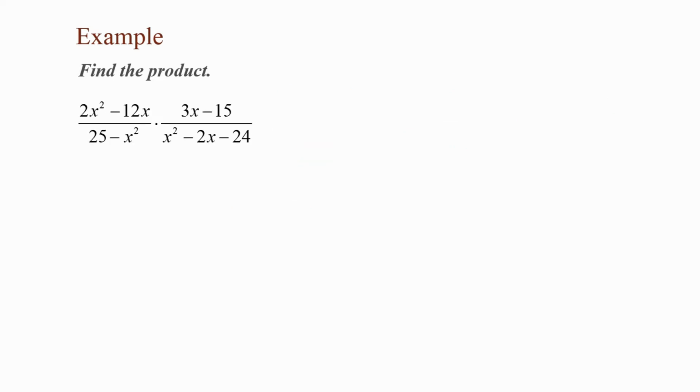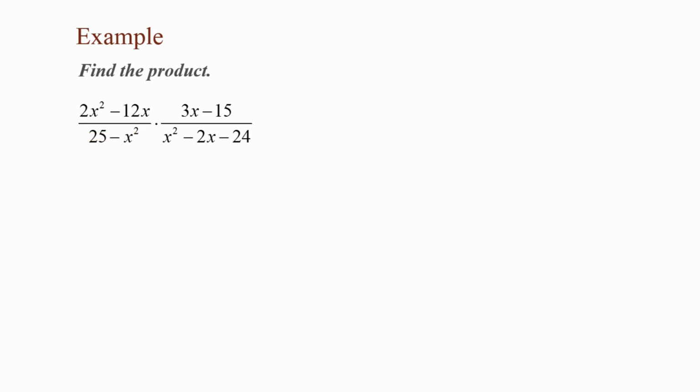In this example, find the product of 2x squared minus 12x divided by 25 minus x squared times 3x minus 15 divided by x squared minus 2x minus 24. Looking at the term with the largest exponent for 2x squared minus 12x, 3x minus 15, and x squared minus 2x minus 24, they all have a positive coefficient. The only one that doesn't is 25 minus x squared.